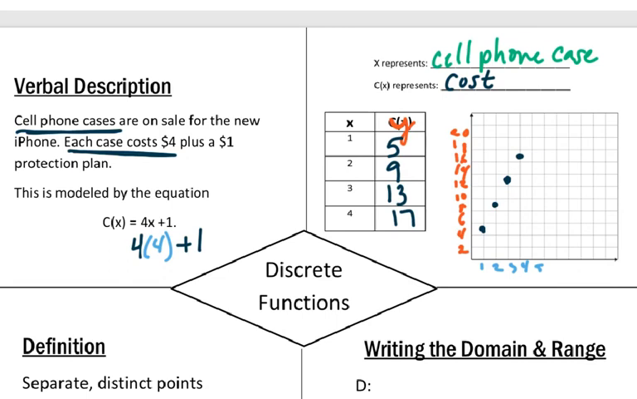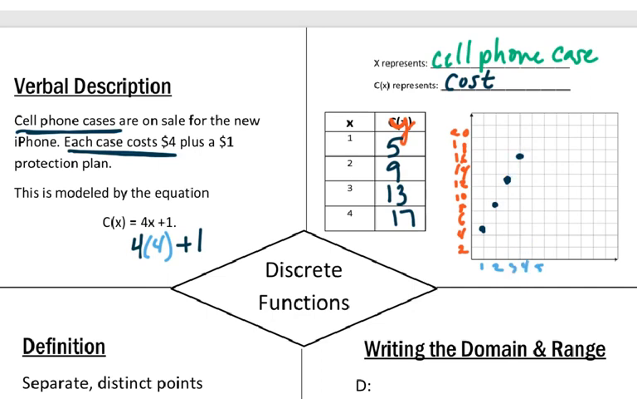Okay, so now what you learned in middle school was that whenever we have some dots, we graph them and then we connect the dots. But in this case, we don't connect the dots. We have to think about what's going on here. So what we graphed are my cell phone cases. I bought 1 case, I bought 2 cases, 3 cases, 4 cases.